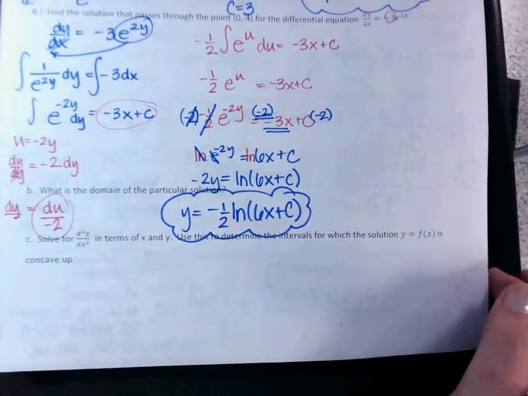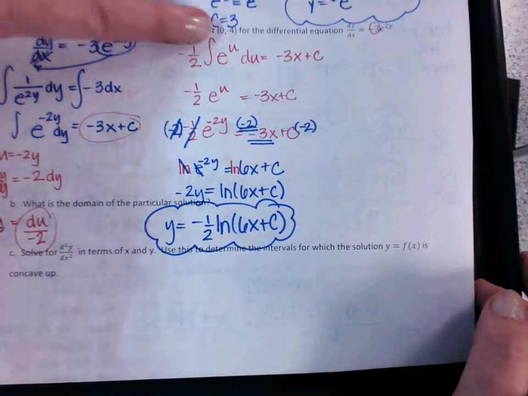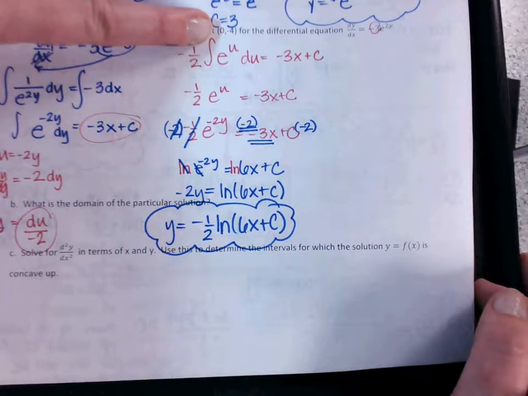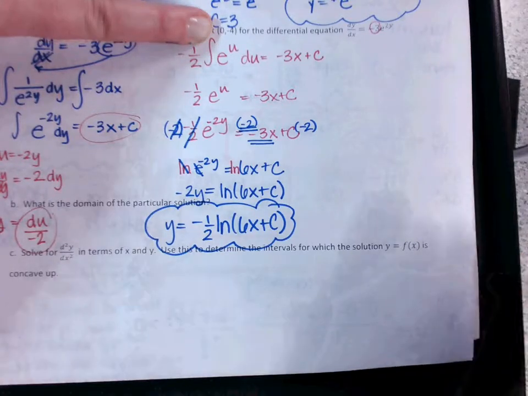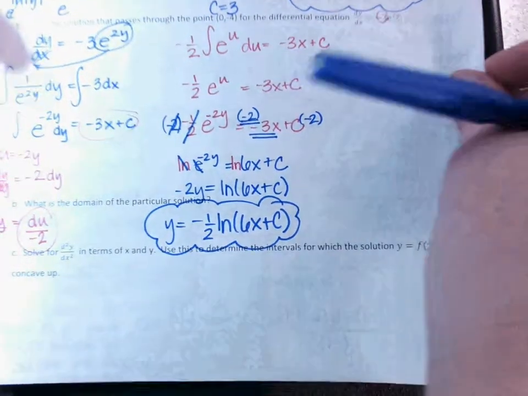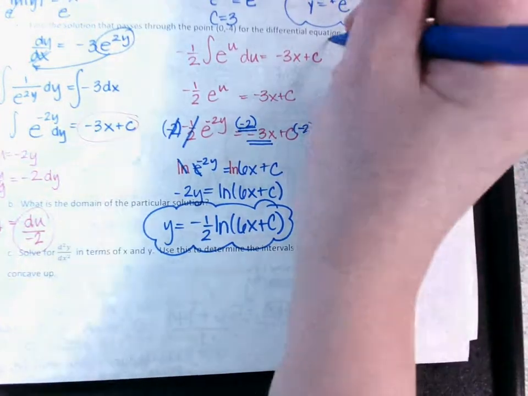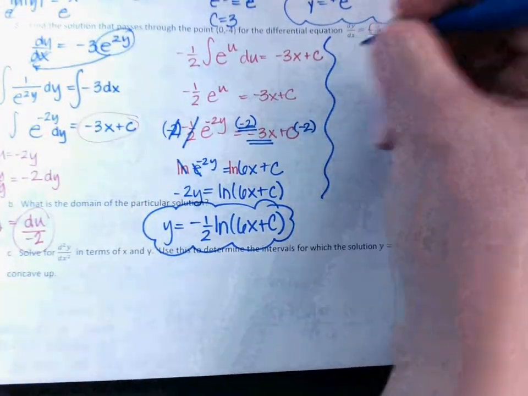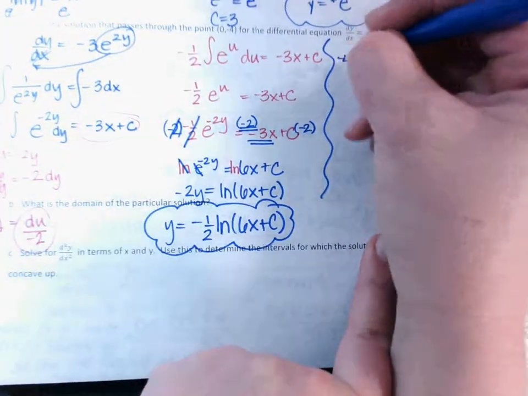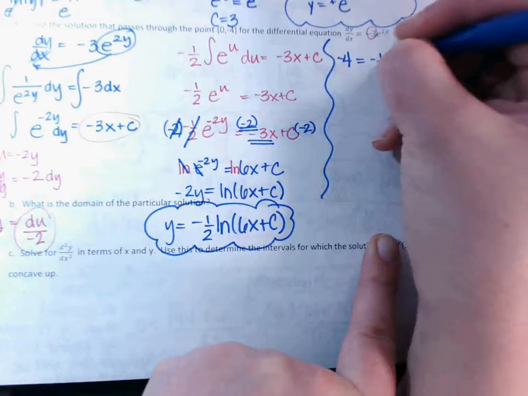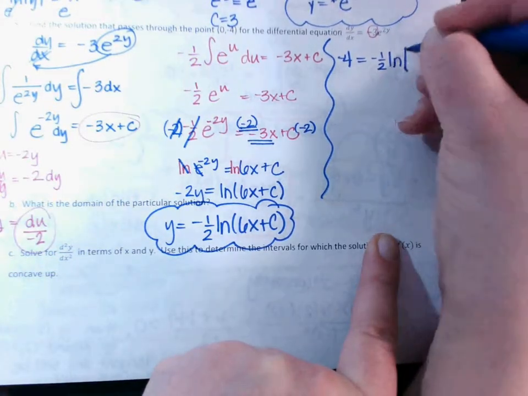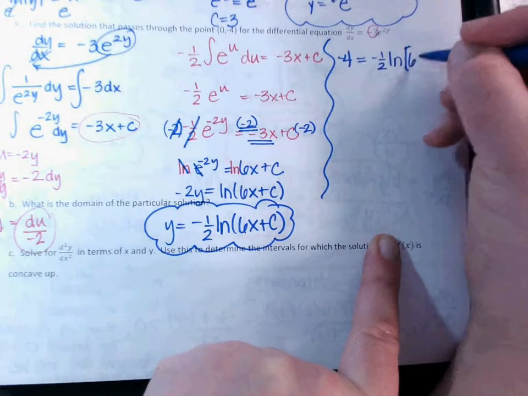Okay, then from there we have a point. It told us up here that at 0 the y value is -4. So we're going to plug in 0. Our answer should be -4. So let's see what our constant comes out to be. So -4 is the answer when I plug in 6 times 0 and then plus c.